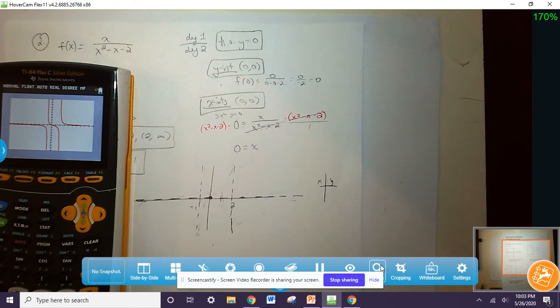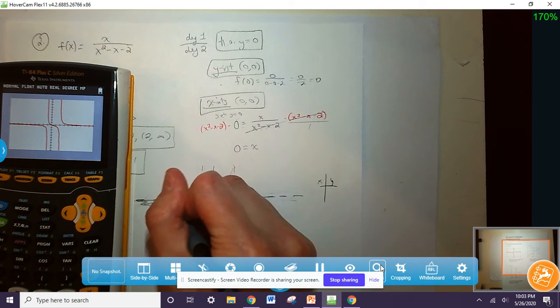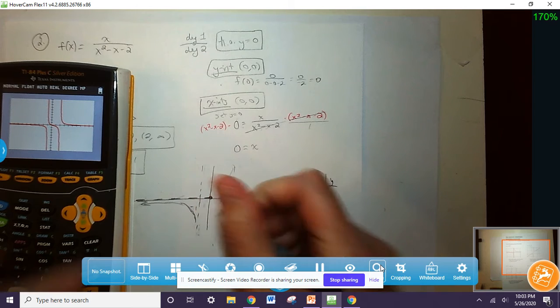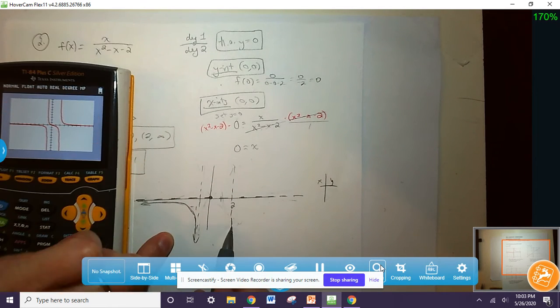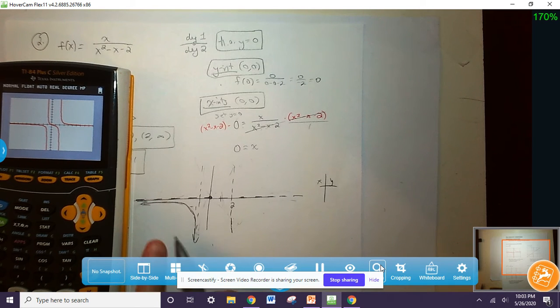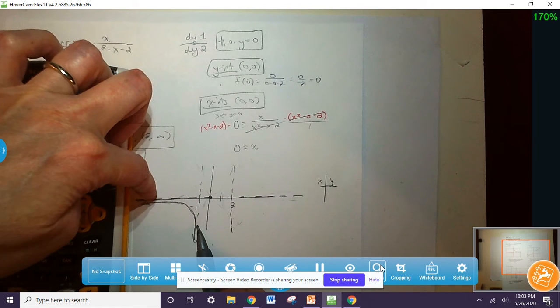Okay, so I have one piece here being guided by this horizontal and this vertical asymptote. Notice for this piece, this vertical asymptote has nothing to do with it. So for this branch, this vertical asymptote has nothing to do with it. That's okay. It's still guided by this horizontal and this vertical asymptote.